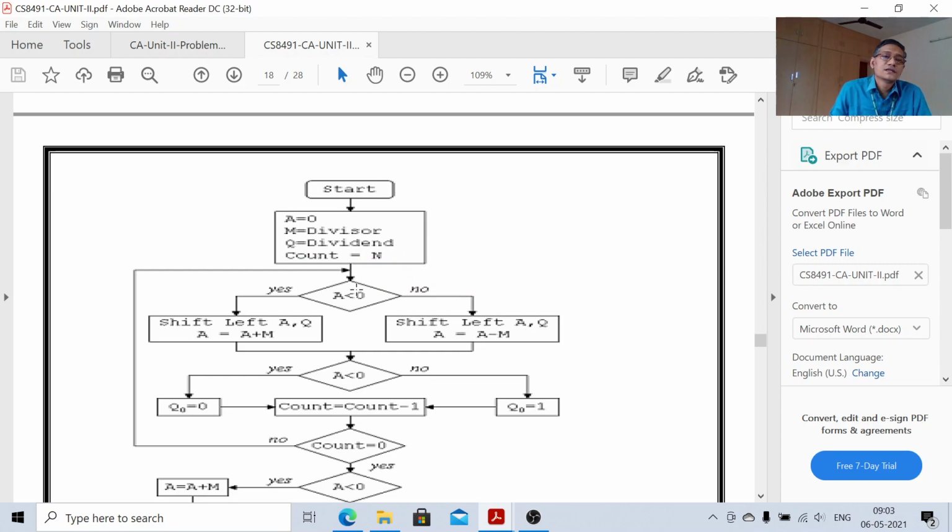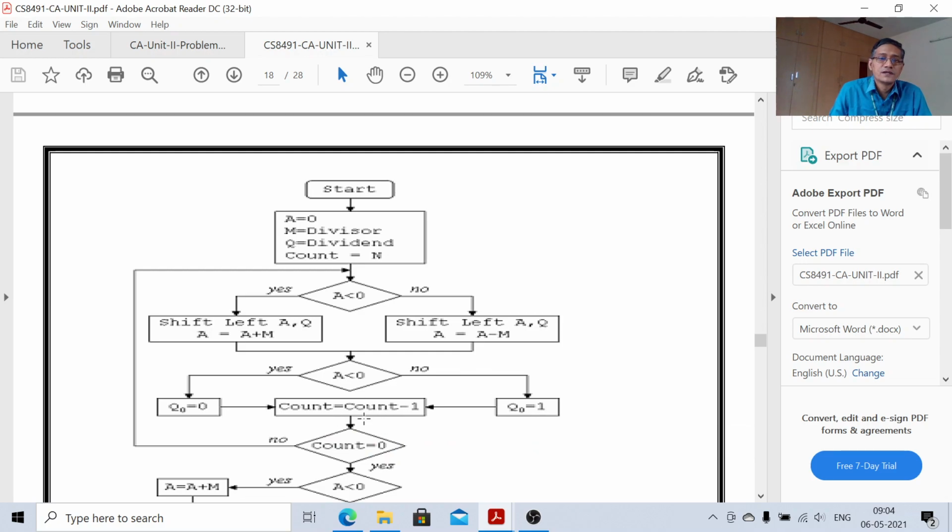Okay, now if you see the case, if A is less than 0, if it is true, then we are going to shift left AQ and add A equal to A plus M. If A is positive, we are going to perform shift left AQ and A equal to A minus M. After this step, if A is still less than 0, what will happen? If it is true, then we will assign Q naught to 0. If it is no, we are going to assign Q naught to 1.